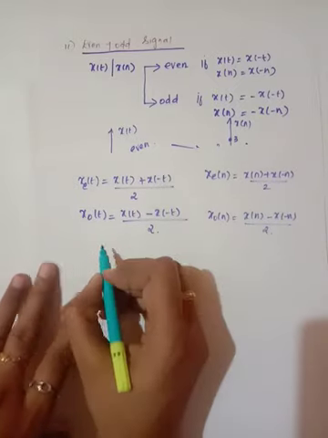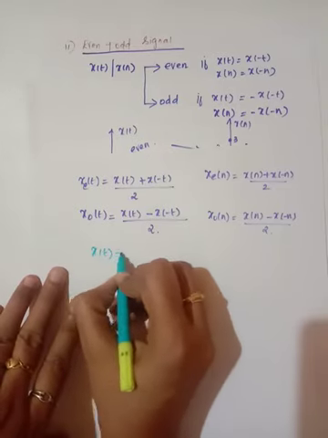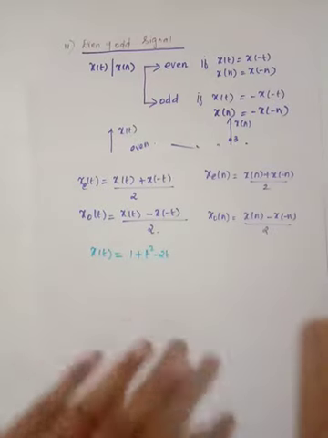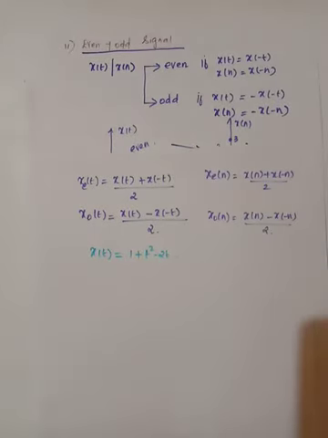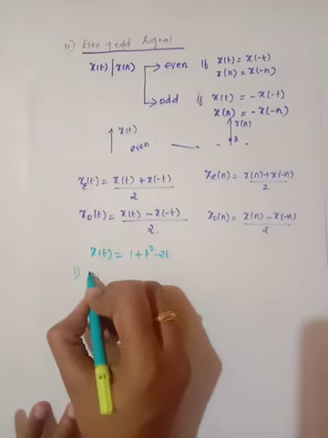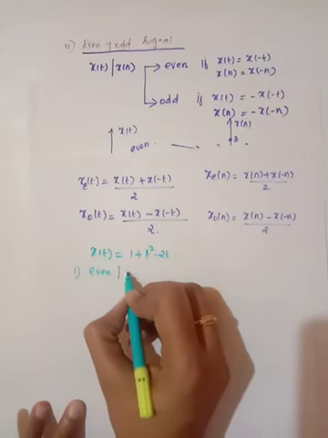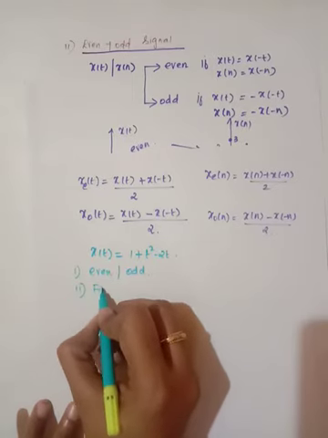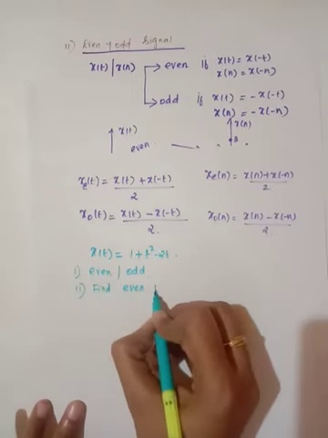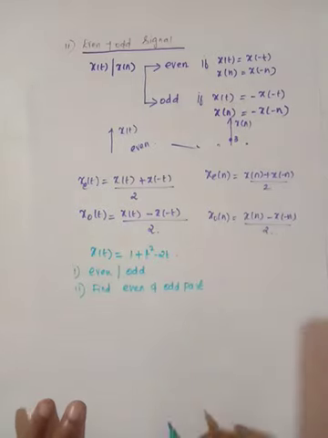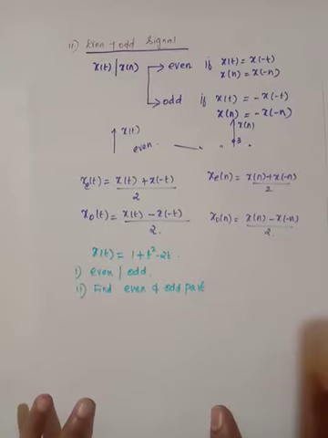Now consider an expression like this: x of t is equal to 1 plus t square minus 2t. You don't know which type of signal it is, whether it is an odd signal or an even signal. First I am going to check whether it is an even or odd signal. Second, I am going to find the even part and the odd part of the signal.